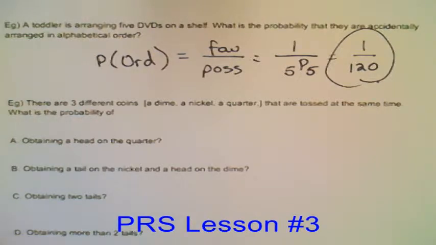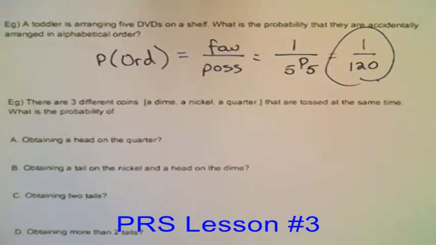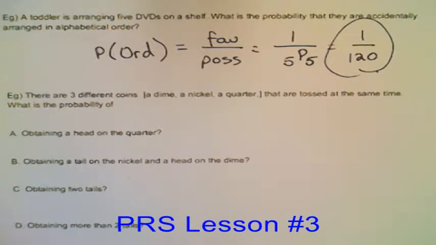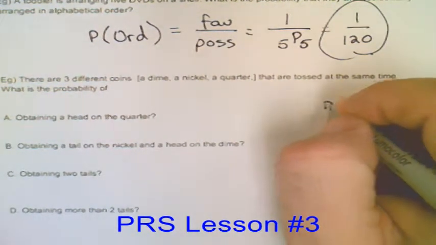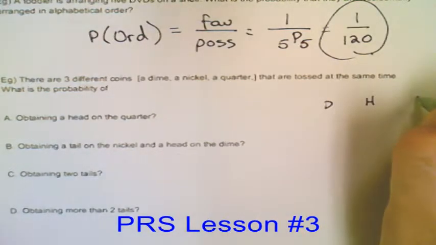So it's a 1 in 120 probability that this toddler, randomly doing it, and the reason it's a toddler is he doesn't know what alphabetical order is. Okay? There's a 1 in 120 chance that this toddler is just going to randomly get it alphabetically. And it's possible. It's that infinite number of monkeys with an infinite number of typewriters thing. It is possible. Okay? Although this is only 5.